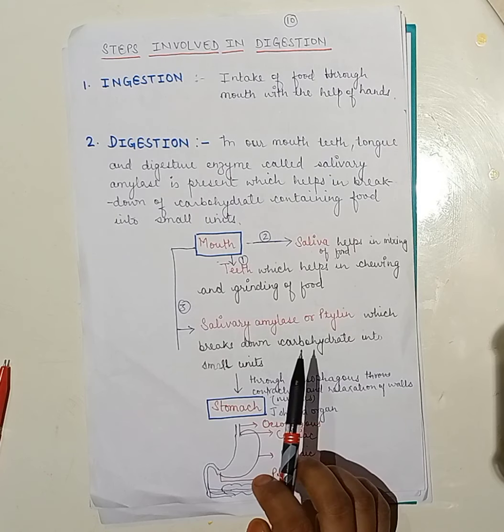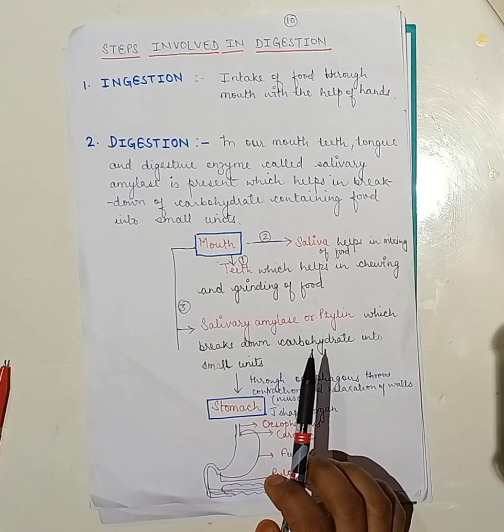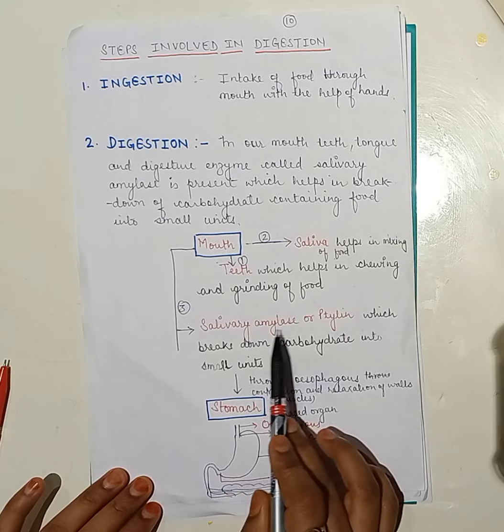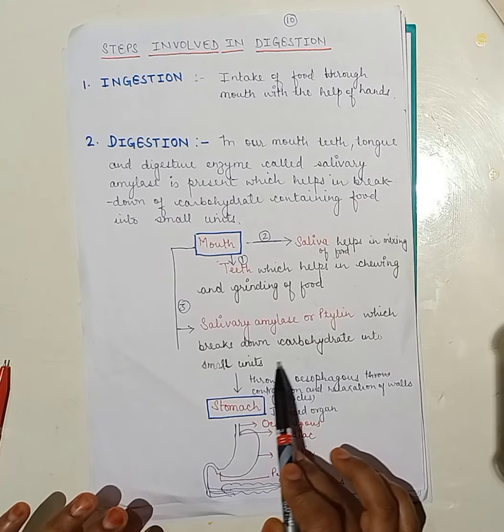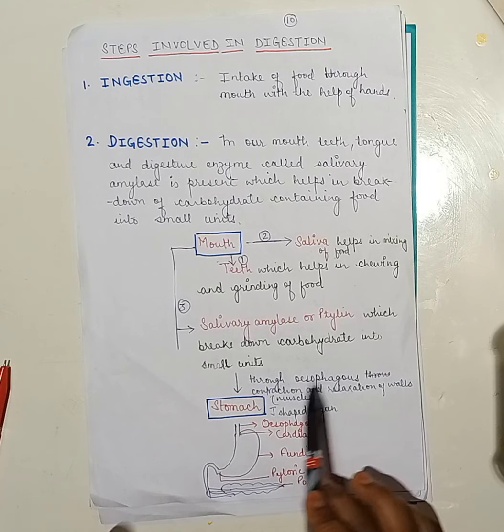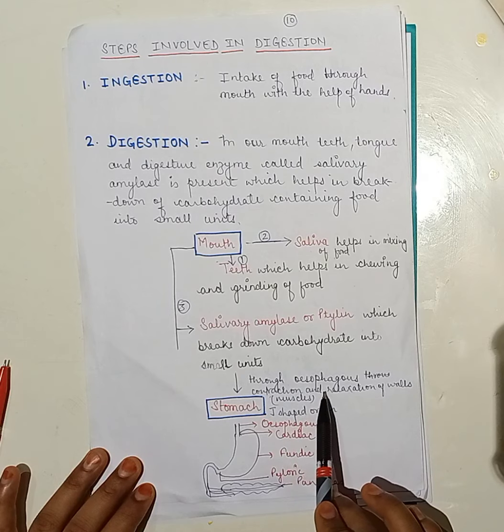Whenever we eat a piece of bread or a small piece of chapati, after some time when we are chewing, we feel a little bit of sweet taste, because that chapati or piece of bread is made up of carbohydrate, and in the presence of this enzyme salivary amylase or ptyalin, that carbohydrate breaks down into small units. Now, through the esophagus, which is also called the food pipe, right?